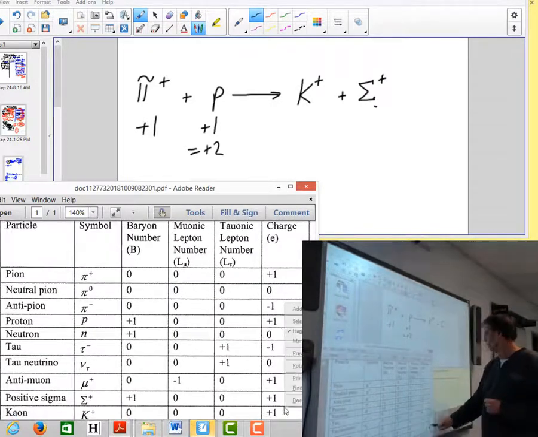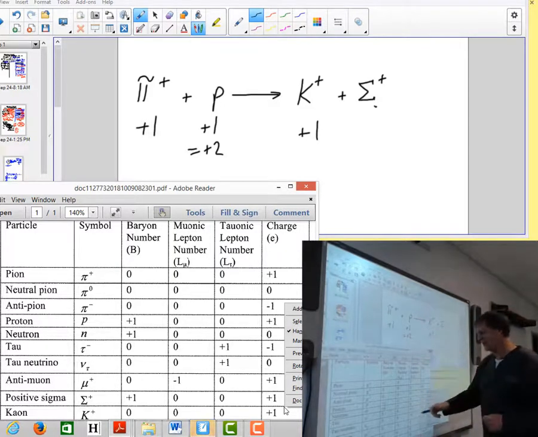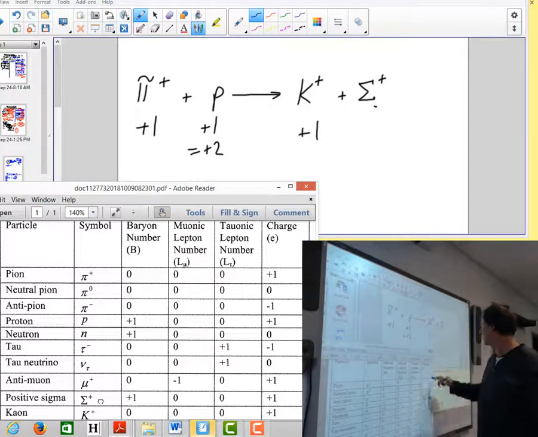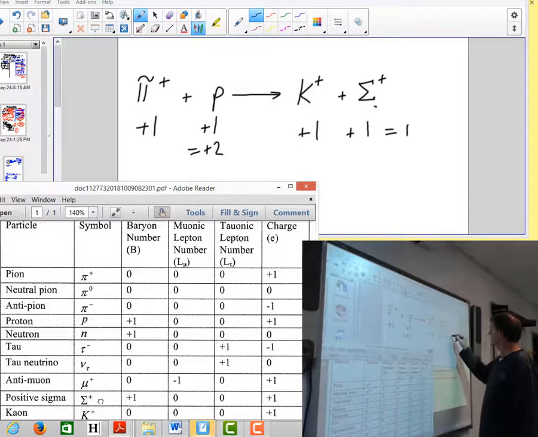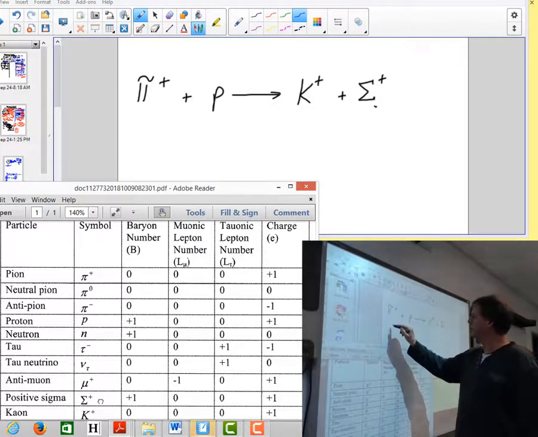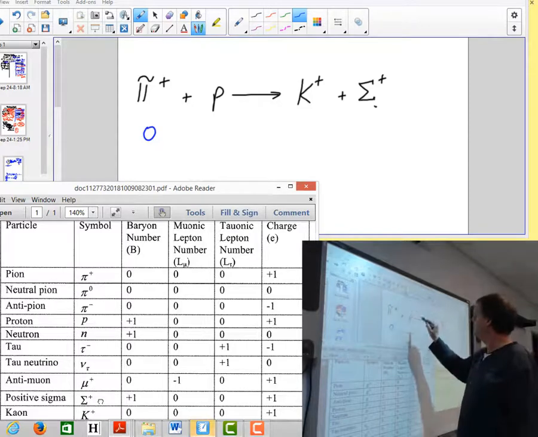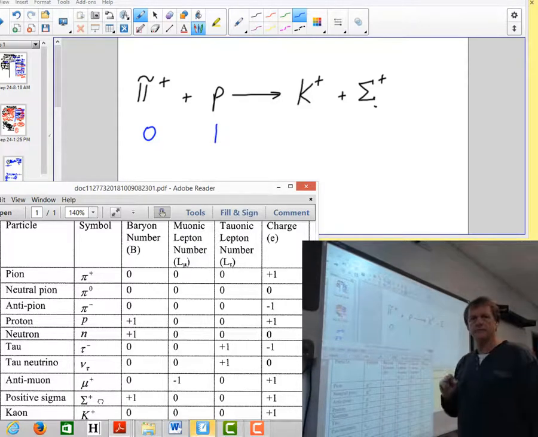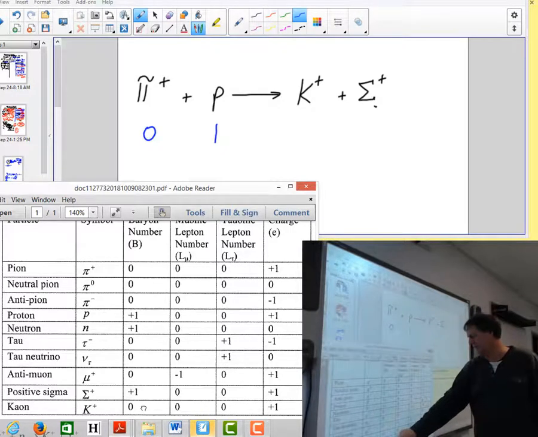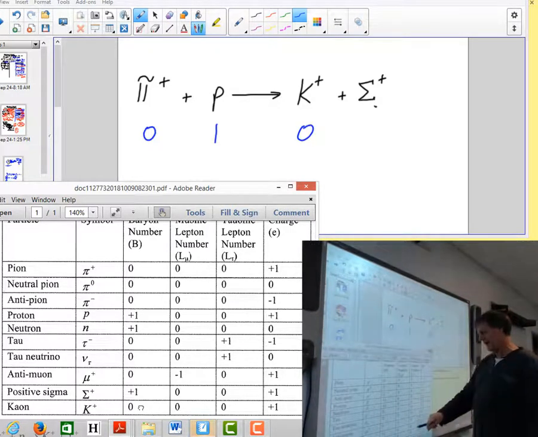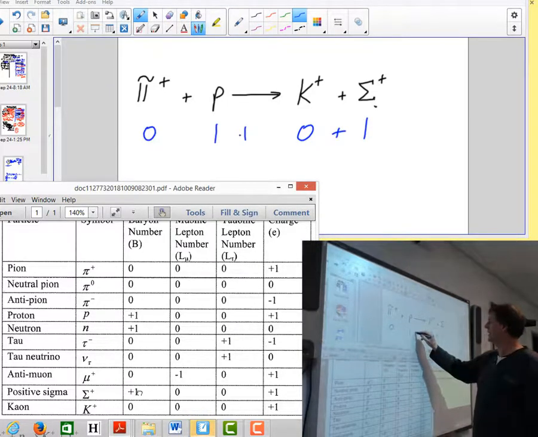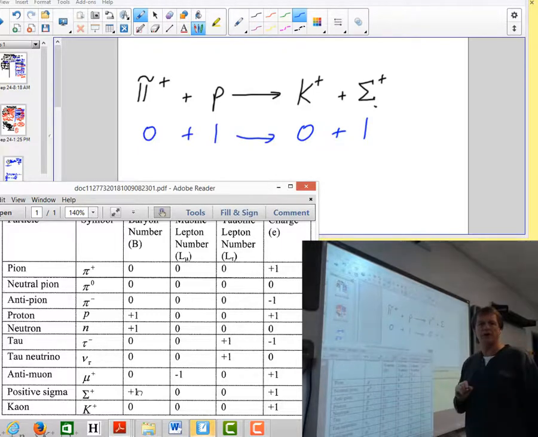You can see down the bottom there, and that's going to be +1. And the sigma plus, the positive sigma here, shown in the second bottom row, is also a +1 charge. So in terms of charge, you're okay. If we look at baryon number now, the pion is not a baryon, so 0. The proton is a baryon, so baryon number 1. On the other side, you've got the kaon, which has no baryon number, so that's 0. And the positive sigma particle has a baryon number of 1. So you check on baryon numbers, it's 1 and 1 on each side, so that's okay.